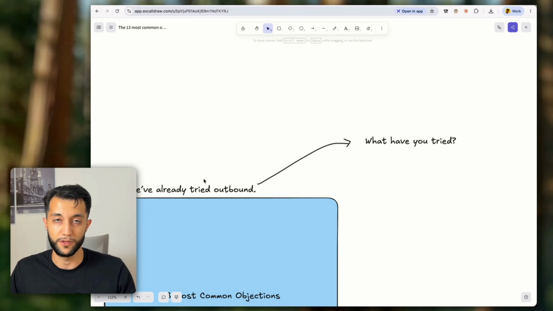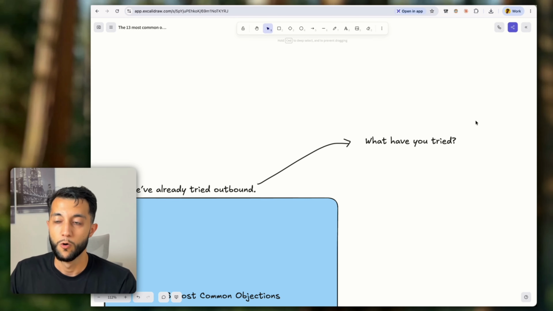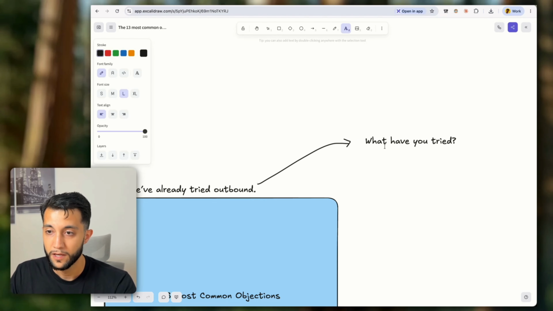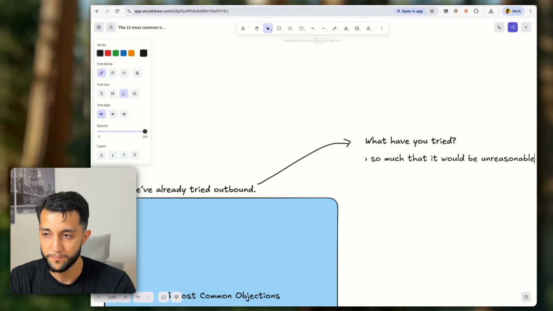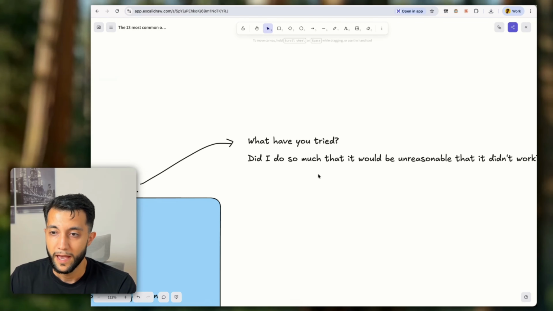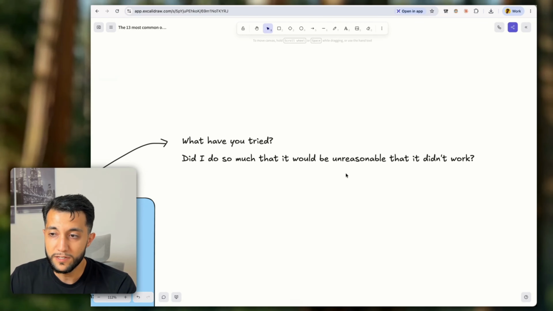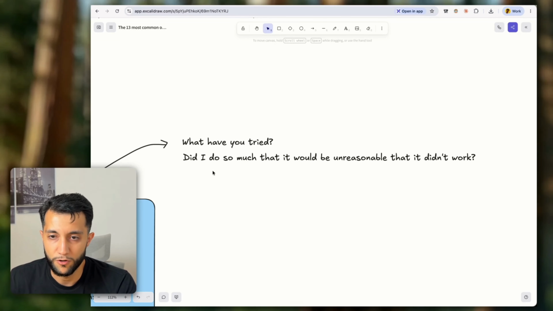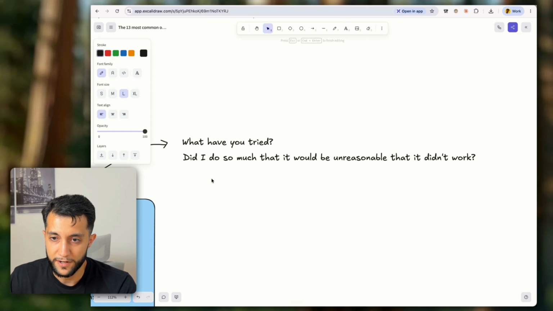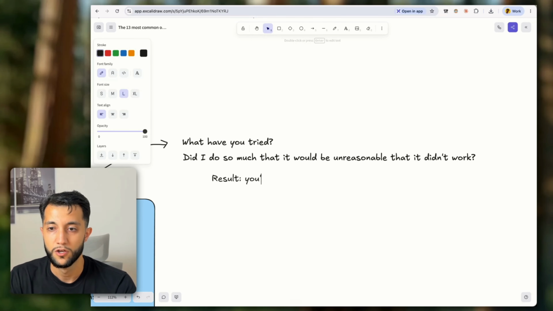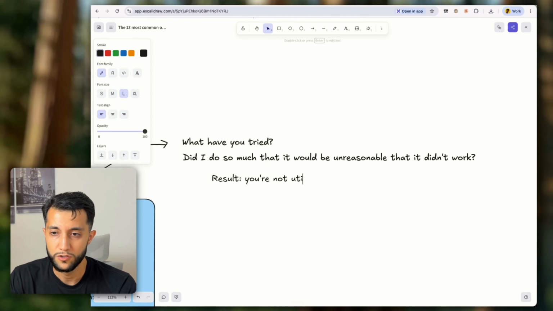Obviously, you want to do something. So again, what have I tried? And did I do enough? Did I do so much that it would be unreasonable that it didn't work? And if you didn't do these things, then that might have a couple of reasons. And regardless of those reasons, whether they might be valid or not, at the end of the day, there's a result, and that is you are not utilizing outbound at all.